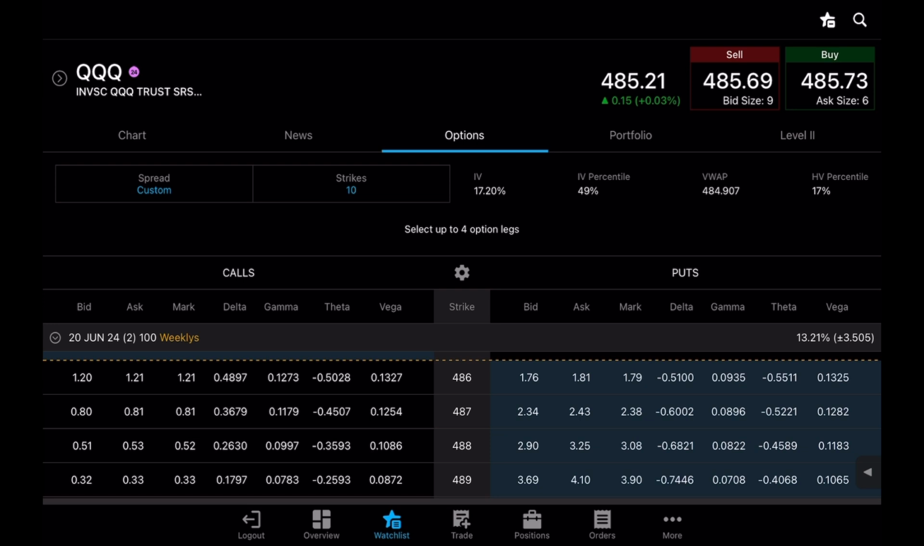So what this means is that, of course, if QQQ does rise by that $1, you stand to make $48 per contract. And then of course you would have to add that gamma again once it rises up. So you would have 48 plus 12, which is 60. So it's important to know you would make $60 per contract. Okay, so let's go ahead and take a look at the theta.